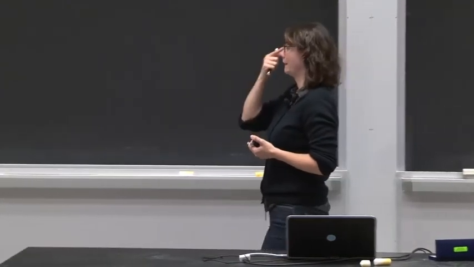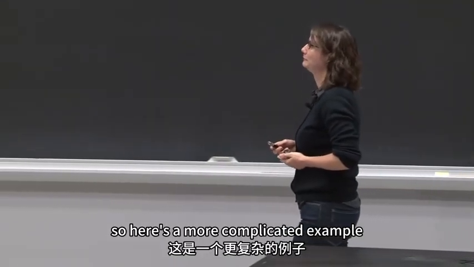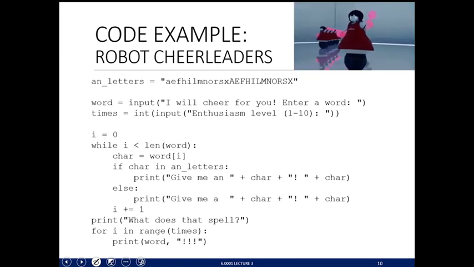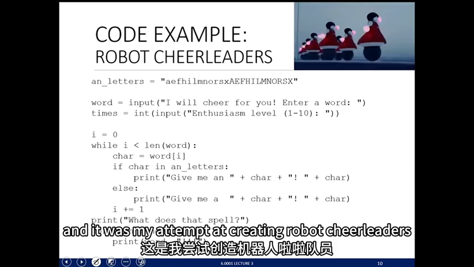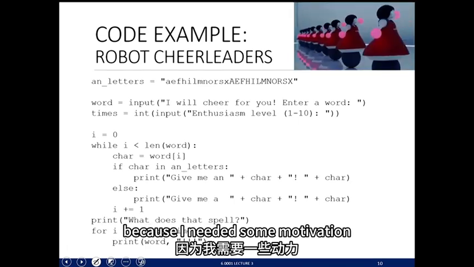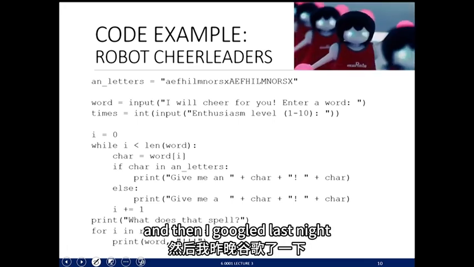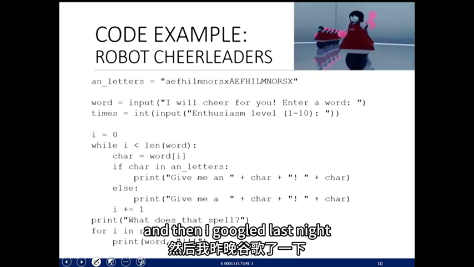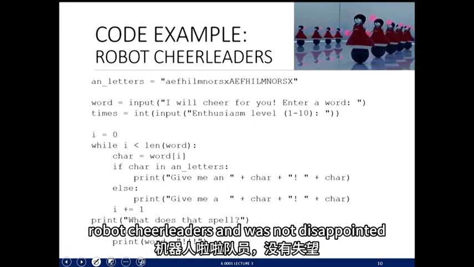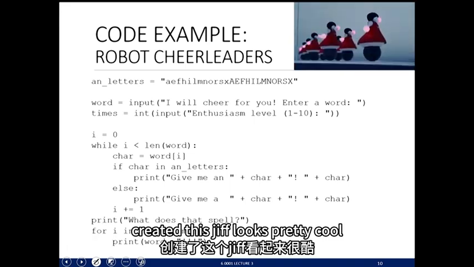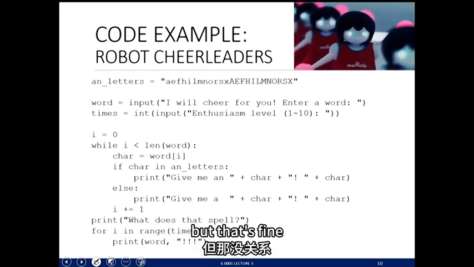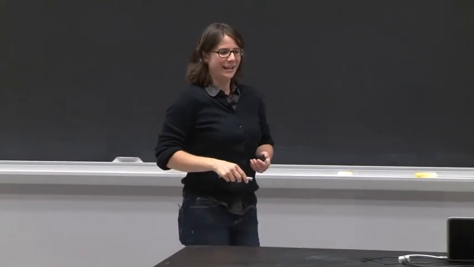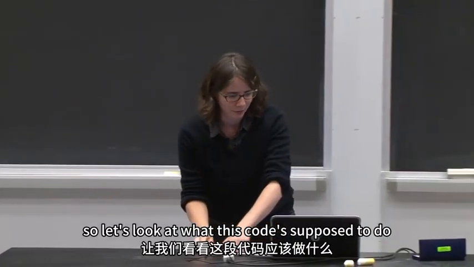Okay, so here's a more complicated example. I wrote this code a couple years ago, and it was my attempt at creating robot cheerleaders, because I needed some motivation. And then I Googled robot cheerleaders last night and was not disappointed. Created this GIF. Looks pretty cool. And it looks like they kind of stole my idea. But that's fine.